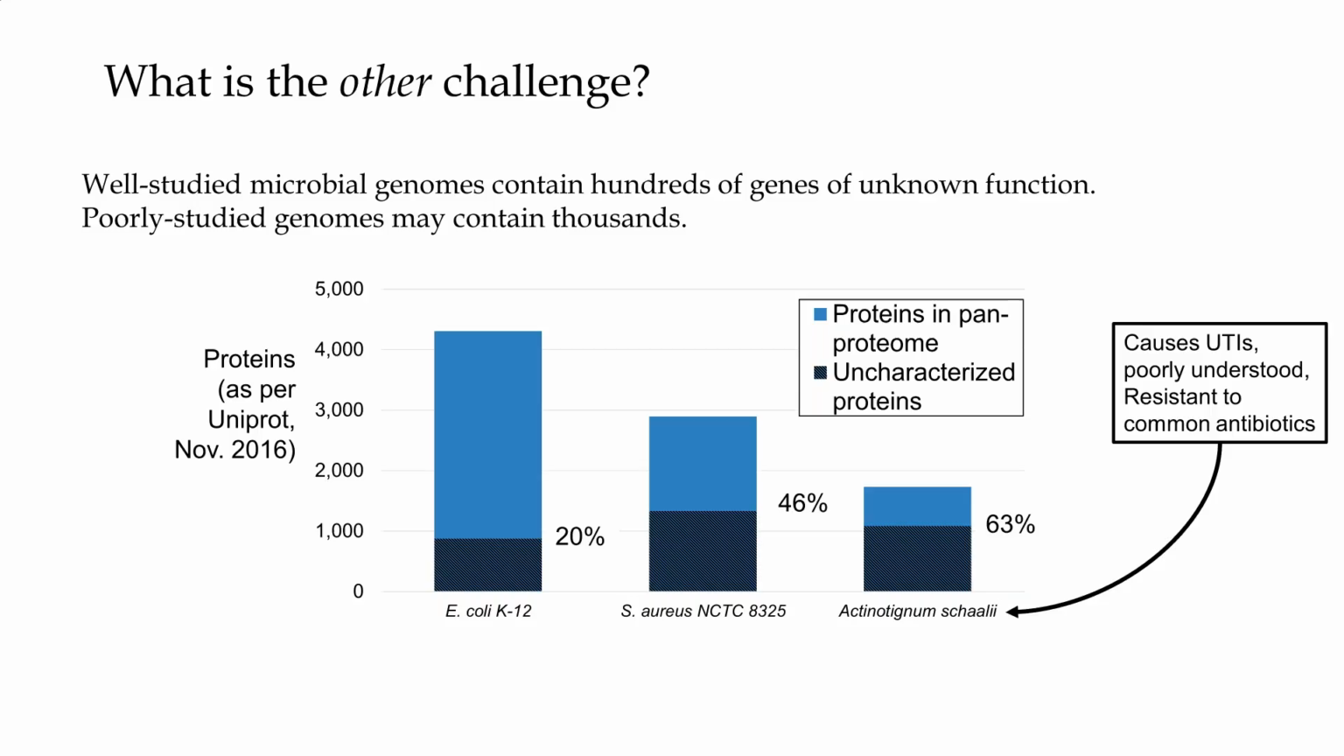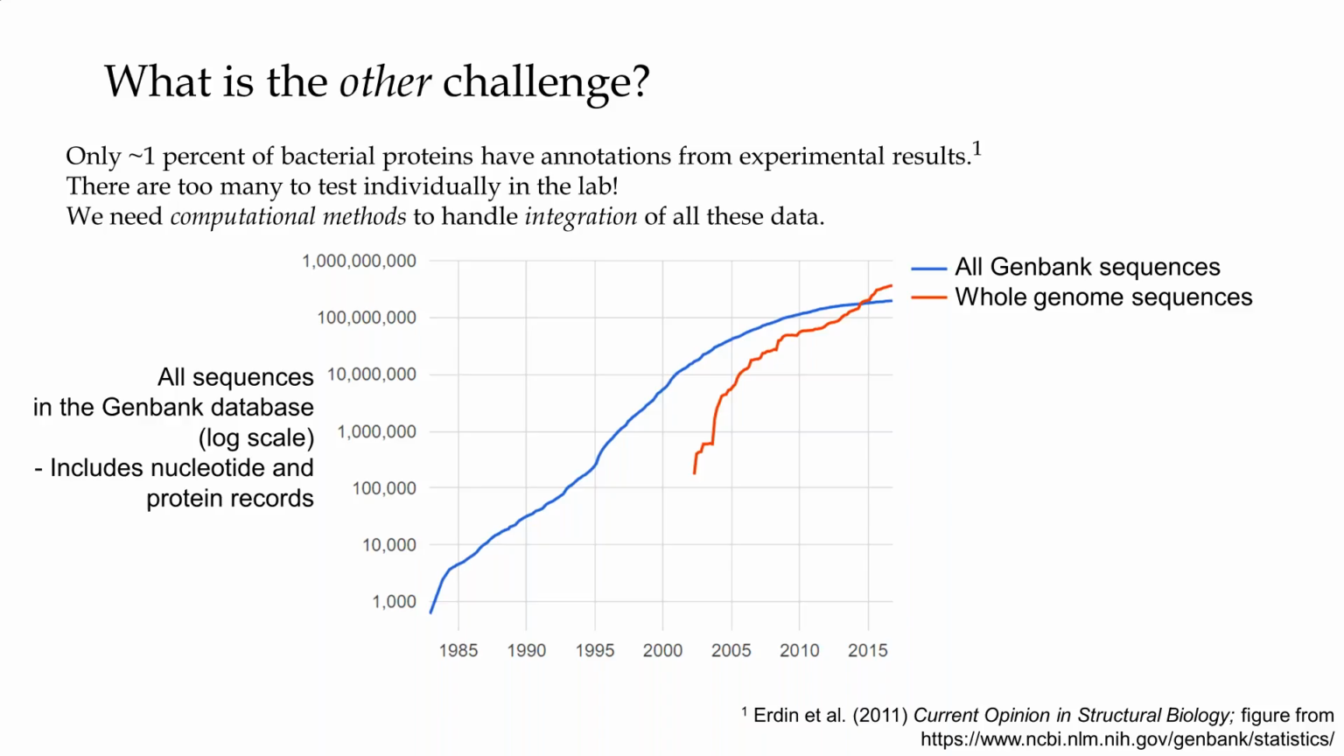in its lifestyle. And of course, this is true of many bacterial species, and at least among what we've sequenced, it's been estimated that only about 1% of bacterial proteins even have annotations from experimental results. And of course, that's what we'd expect. There are far too many to test individually in the lab. So we really need computational methods to be able to handle the integration of all this data.